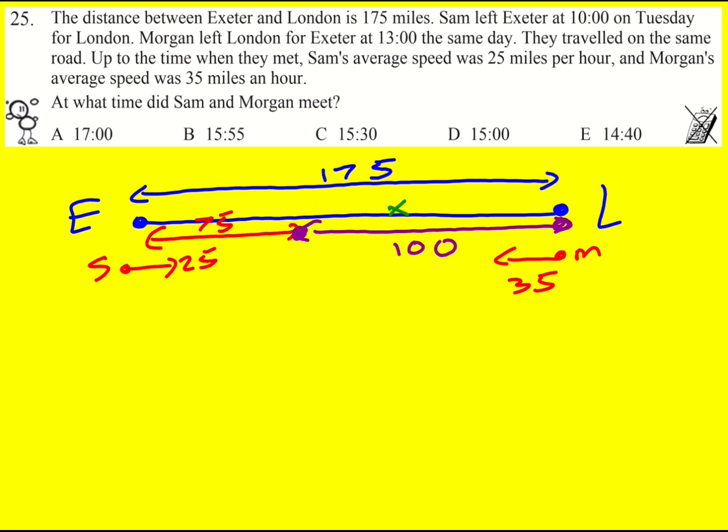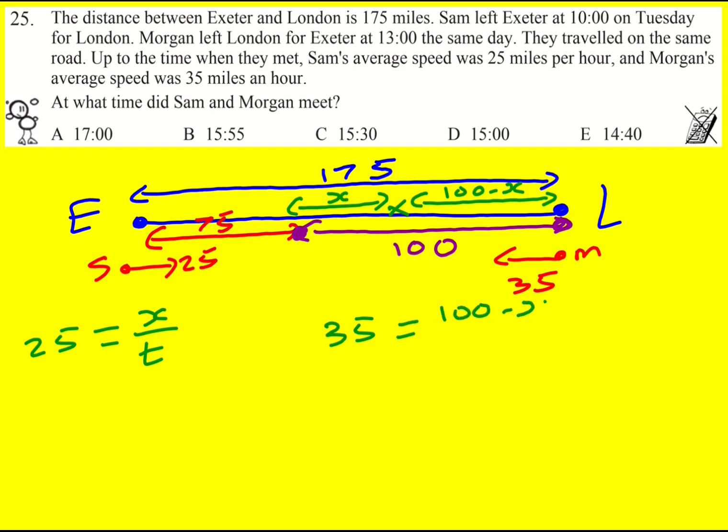So let's then say that Sam is going to move some amount, let's call it x, and then Morgan is going to move the rest. It's going to be 100 minus x. Okay, then we can construct some equations. So Sam is going 25, so speed is distance over time. So 25 is equal to x divided by time. Okay, not a lot we can do with that because I don't know either of those two things, but for Morgan, I've got a similar equation. 35 is going to be 100 minus x divided by the same time.